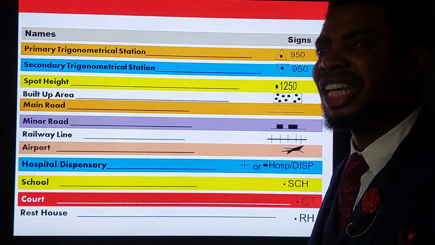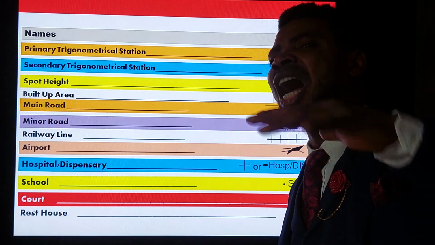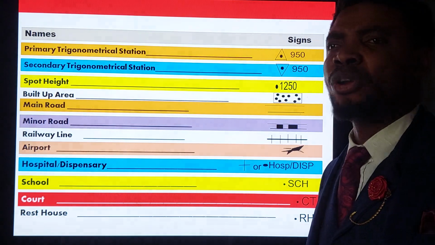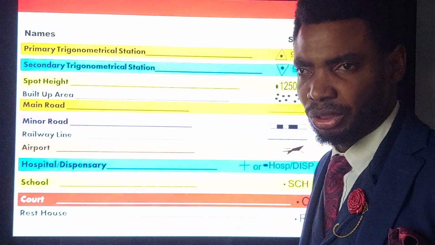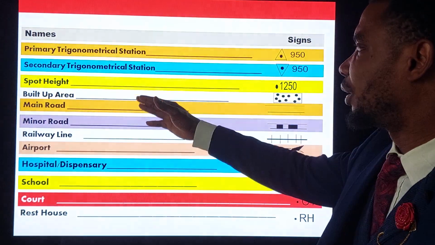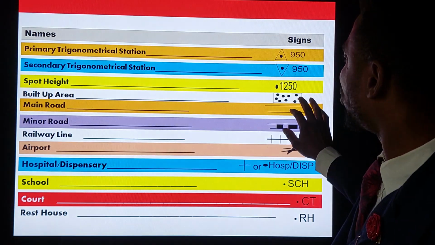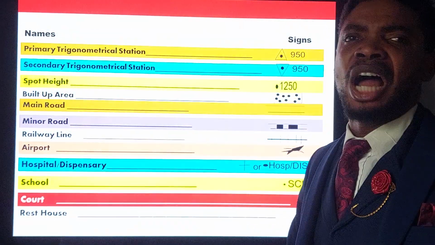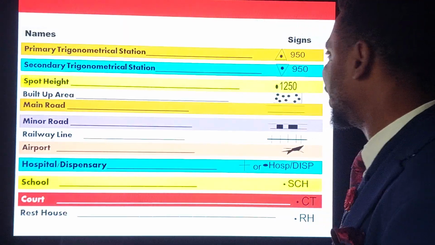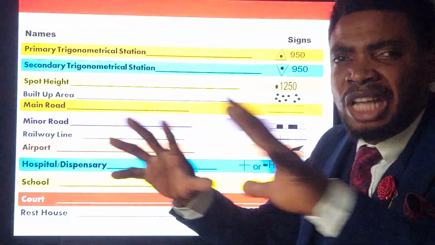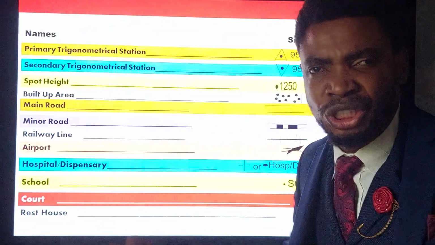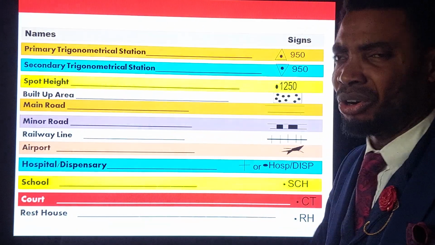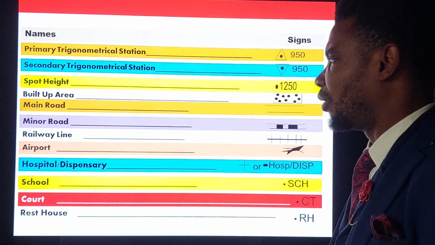Spot height is like an elevated height in the map. They represent one of the highest altitudes in a map. Then built up area, you will see a cluster of settlement or houses, as it may be, in a very clustered position in the map. When you see such, it means it's a built up area. It's probably a town or a city or something of that nature.